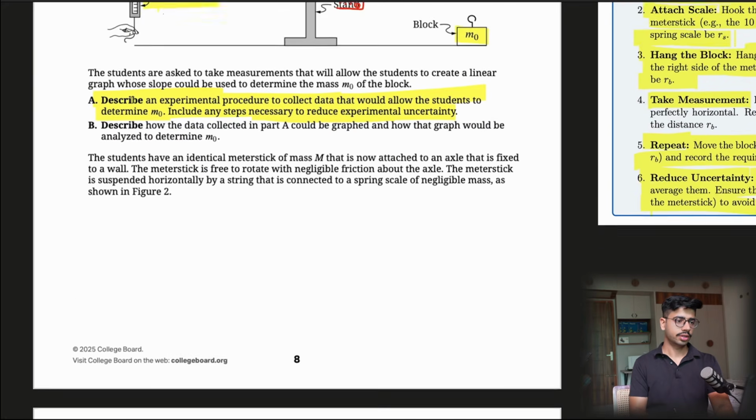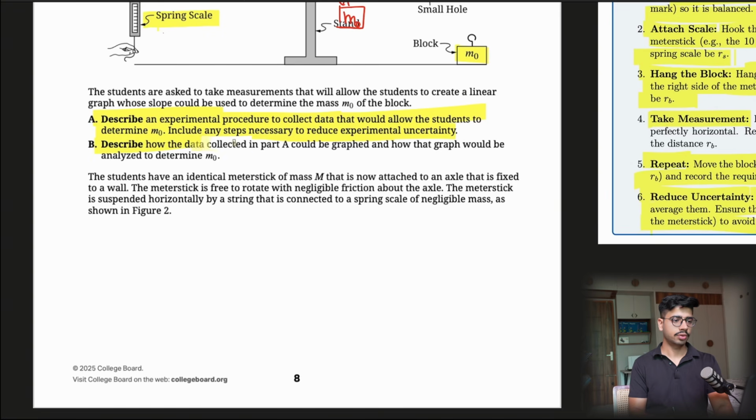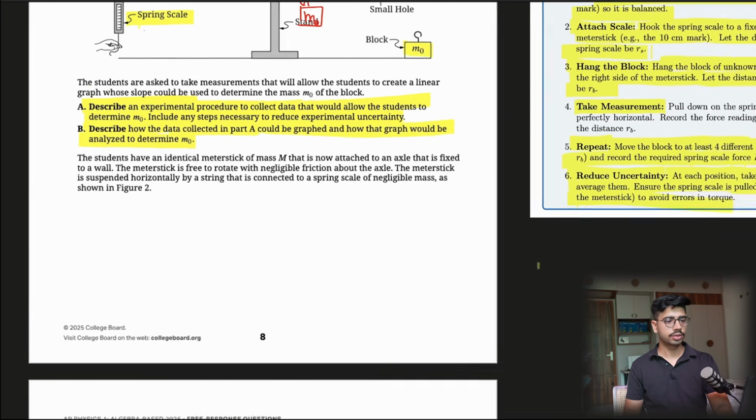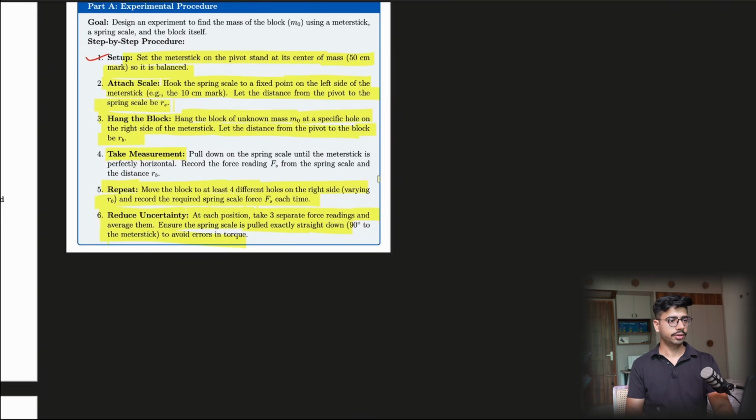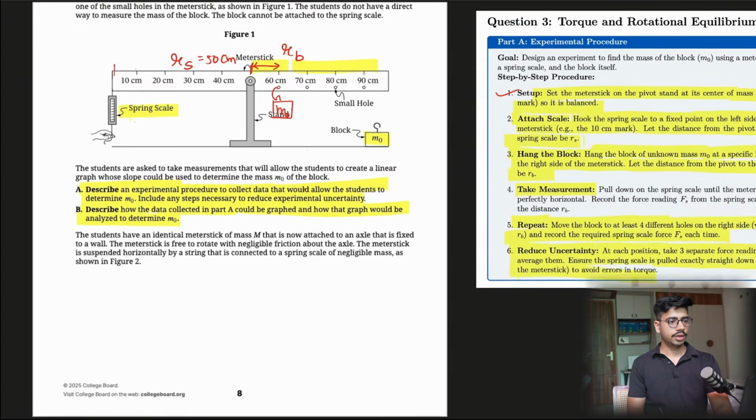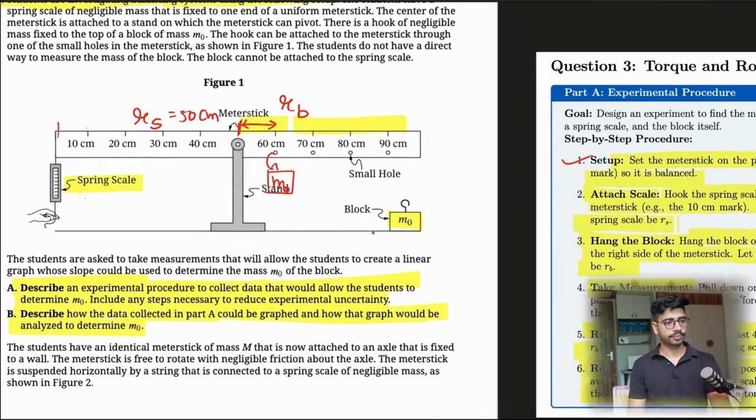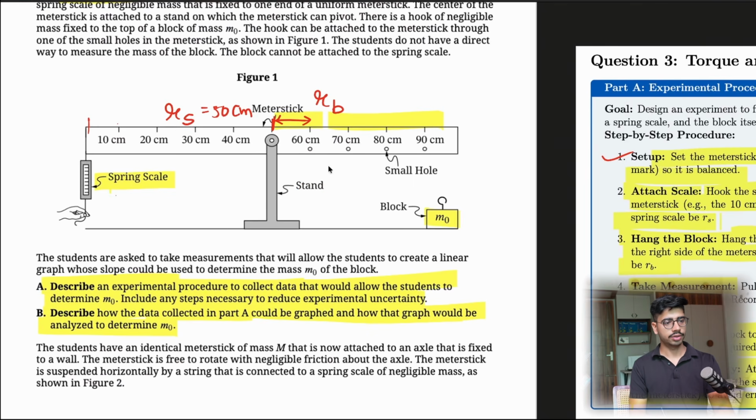Now, the next one is to describe how the data collected in part A could be graphed and how the graph could be analyzed to determine the M naught value. So let's do the thing as we discussed. Let's do the further bunch of calculations.